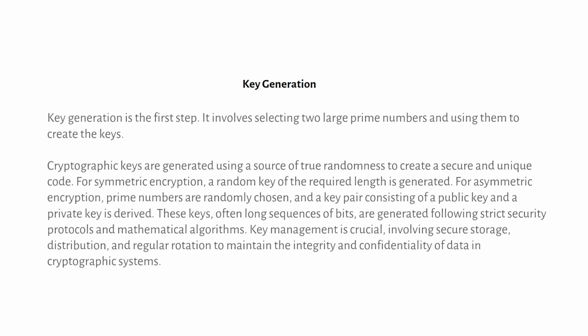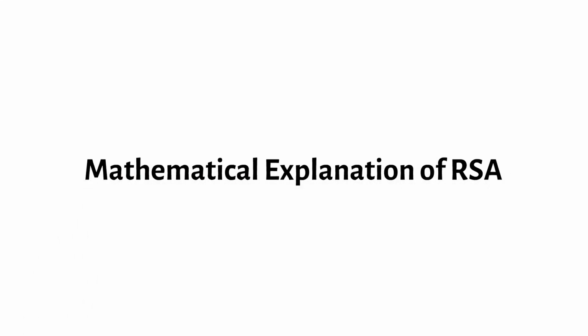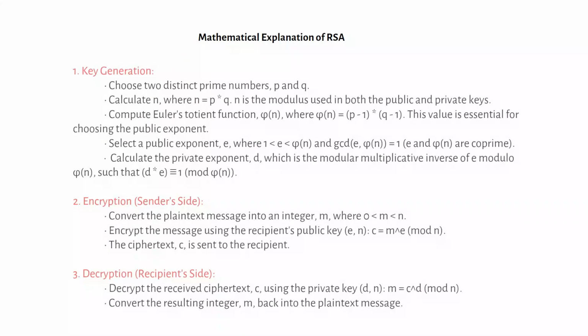The modulus n and the public exponent e are determined for the public key, while the private key exponent d is calculated for the private key. Mathematical explanation of RSA. As I said earlier, this public key cryptography involves two keys, a public key and a private key. Messages are encrypted using the public key and the messages are decrypted using the private key.